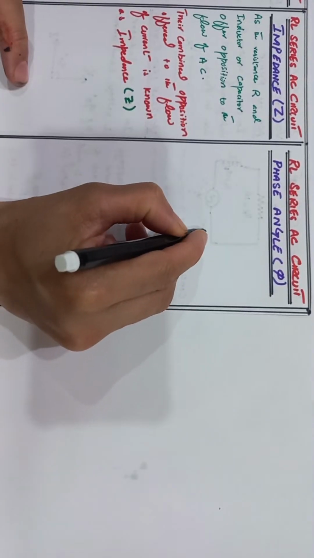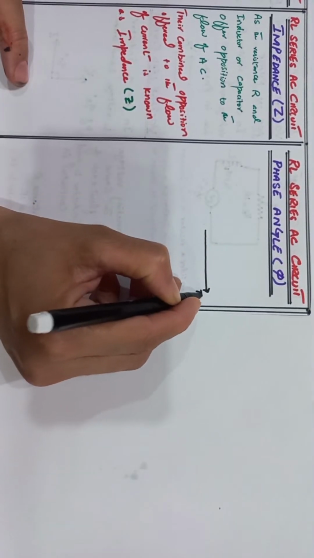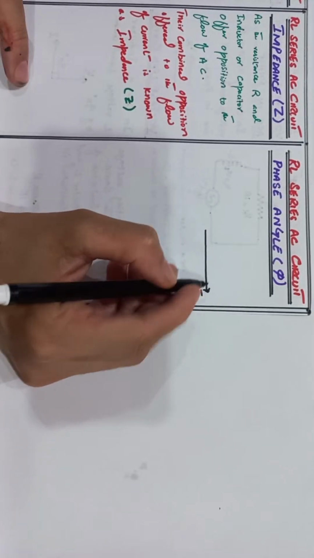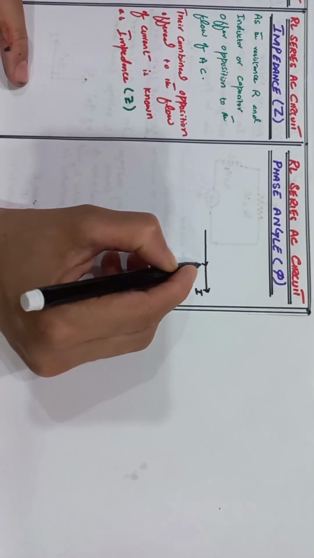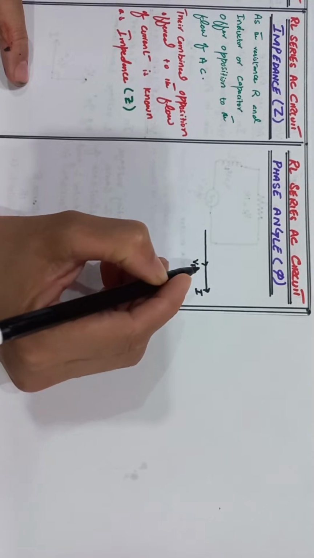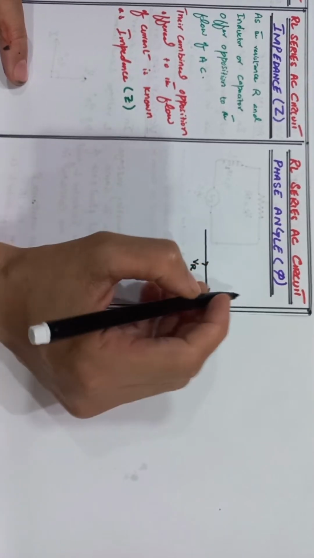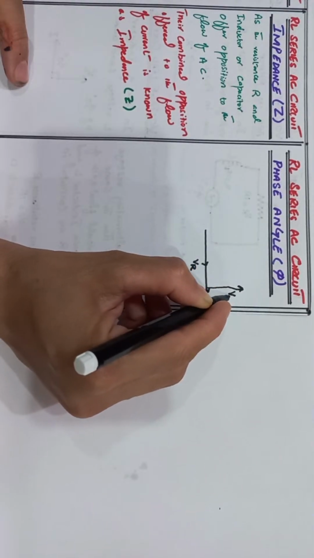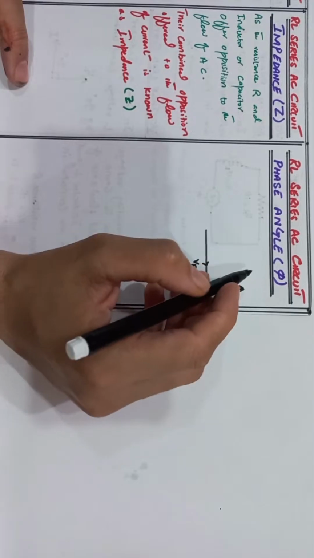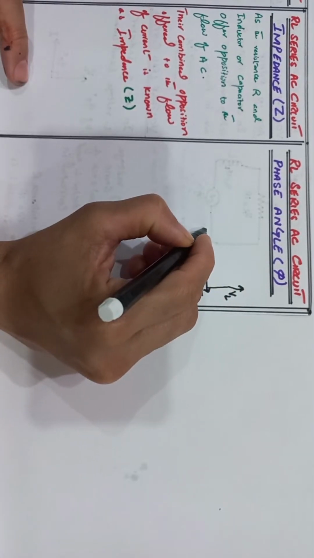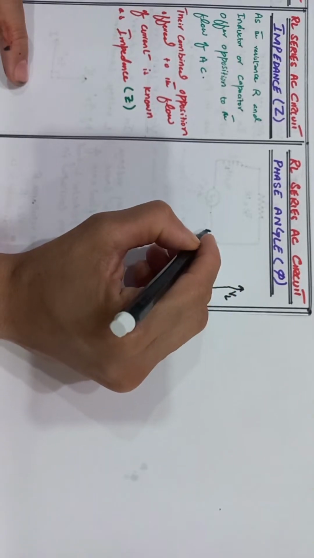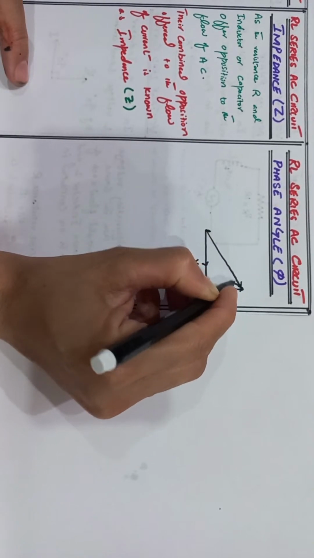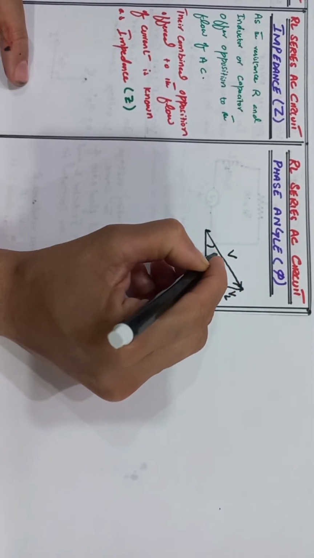On the reference axis we take the current, and we know that the voltage is in phase with the current across the resistor, and across the inductor the voltage makes an angle of 90 degrees. So the applied voltage V, that is the resultant voltage, makes an angle of phi.